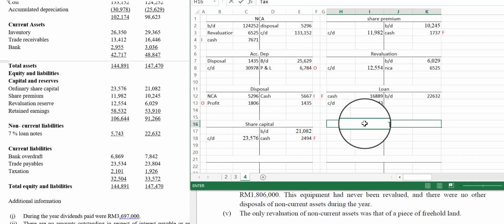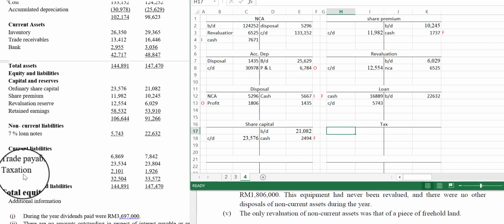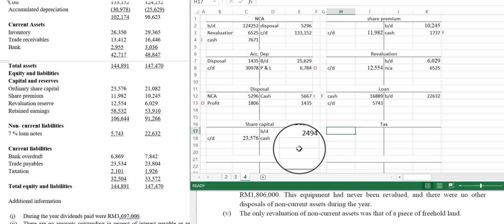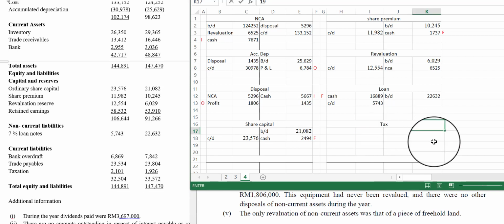Okay. Now if you look at here, you have a taxation account here. Opening is 1926, this is your PD. Okay. And then your closing is 2101. So this is your CD.